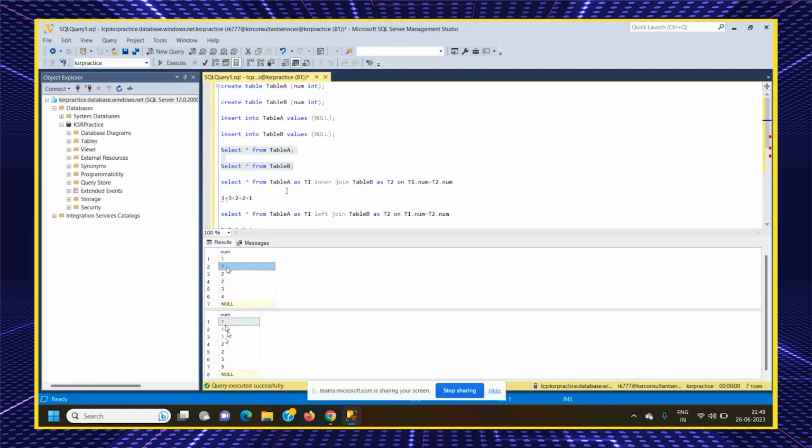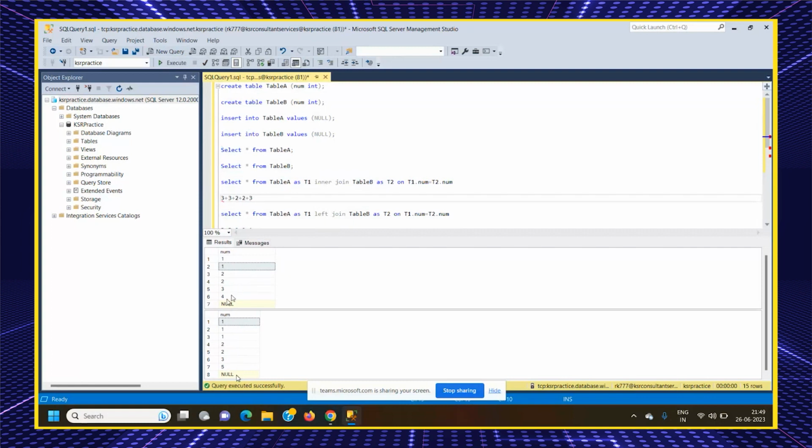For every 1, again, we have 3 similar records. 3 plus 3, 6. For every 2, we have 2 similar records. So 2. For every 2, we have 2 similar records, again 2. So for 3, we have only one similar record, 3. For 4, we don't have any similar records. So that would be neglected.